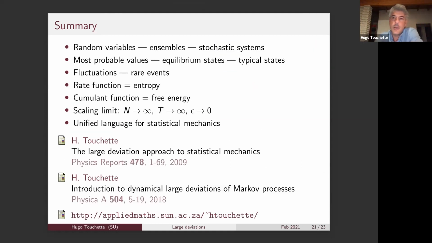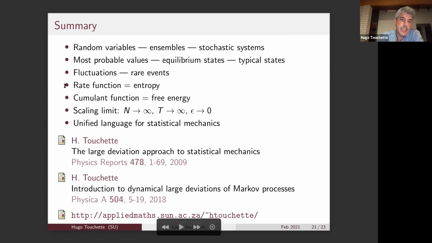I think I'm going to stop here. So this is, I'm giving you for the last slide a summary, a kind of dictionary of words that physicists will be using versus words that mathematicians will be using, like a random variable for physicists will be a kind of probability distribution or an ensemble. And in the time-dependent context, it's a stochastic system. Most probable values for mathematicians will correspond to physicists to equilibrium states or stationary states. And then you have other correspondences.